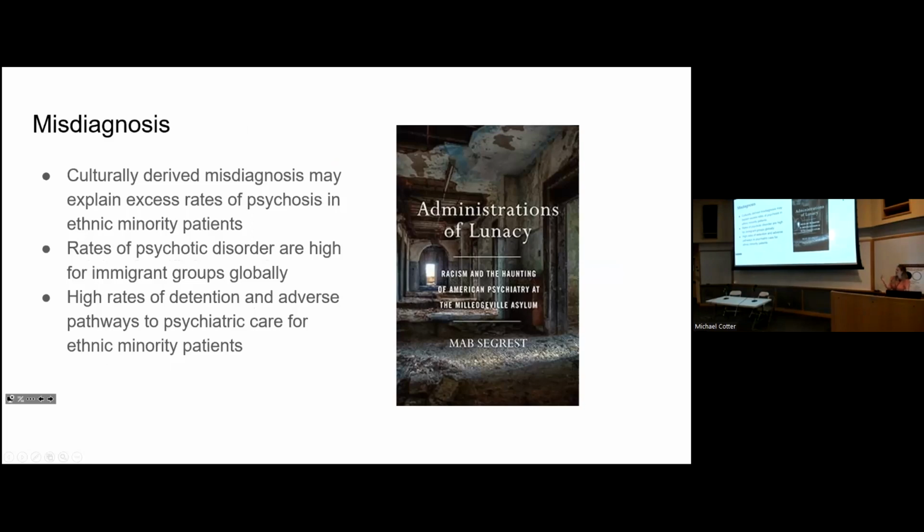This book, Administrations of Lunacy, is about one of actually the largest insane asylums between 1841 and 1941 in Milledgeville, Georgia, and it includes a bunch of quotes from some of the leaders who were also involved in the precursor to the APA at the time, and kind of traces the impact of slavery and Jim Crow and Reconstruction on the modern way that we practice.